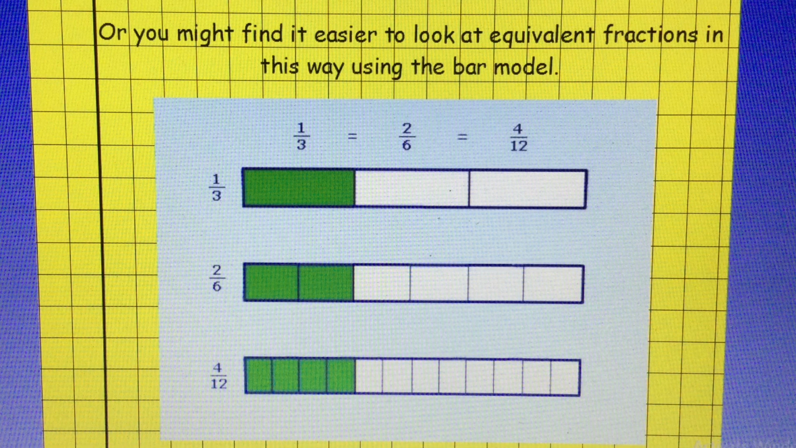Or you might find using the bar model easier when looking for equivalent fractions. This is very similar to our fraction wall that you saw earlier and created yesterday.